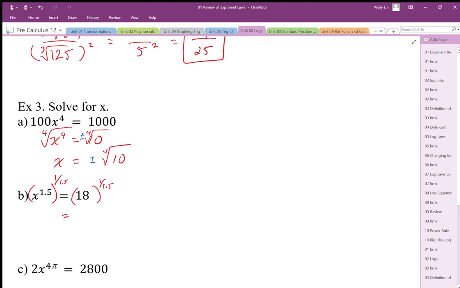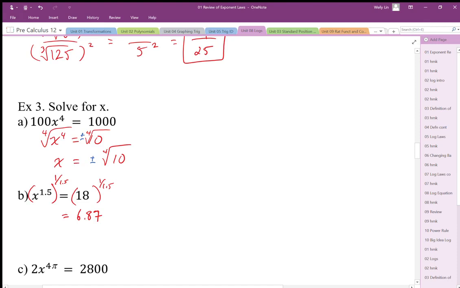I'm going to go 18 to the power 1 divided by 1.5. Okay, make sure I put the 1 divided by 1.5 in brackets, and I'm going to get 6.87 about. Okay, approximately that. That's what my calculator gives me.